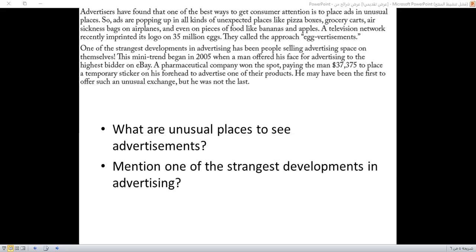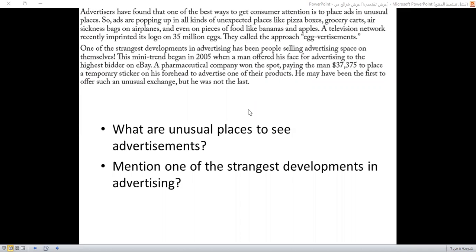One of the strangest developments in advertising has been people selling advertising space on themselves. This mini trend began in 2005 when a man offered his face for advertising to the highest bidder on eBay. A pharmaceutical company won the spot, paying the man $37,375 to place a temporary sticker on his forehead to advertise one of their products. He may have been the first to offer such an unusual exchange, but he was not the last.